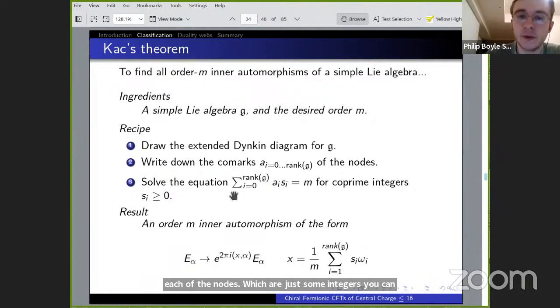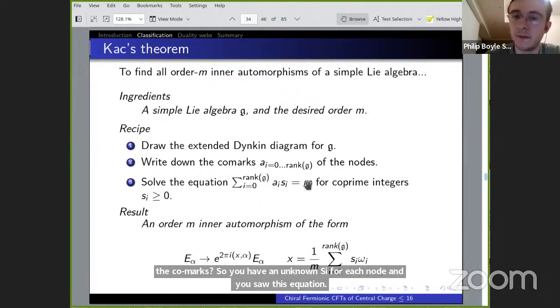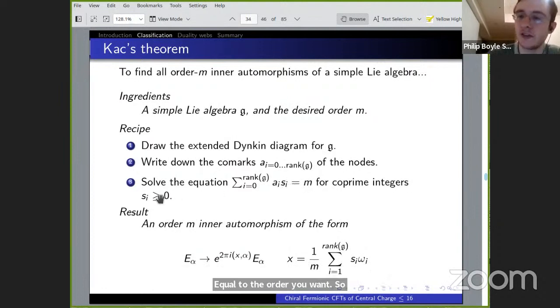And step 3, solve the following equation: the sum of a_i, which are the comarks, times s_i, where you have an unknown s_i for each node, equal to the order you want. These unknowns are integers at least 0, and they must be overall coprime. And for each solution, you get an order m inner automorphism. Specifically, it acts on the Lie algebra in this way, where the vector x is given as an explicit expression, where omega_i are fundamental weights. So basically, you solve a simple equation and get some very explicit automorphisms out.